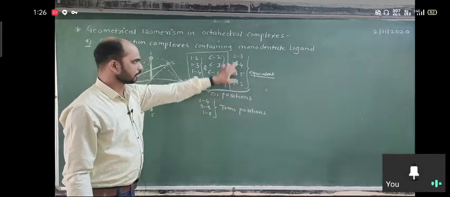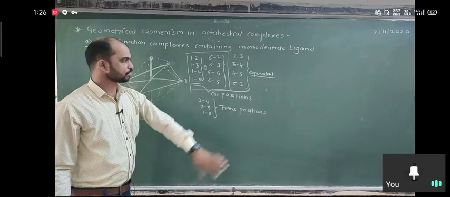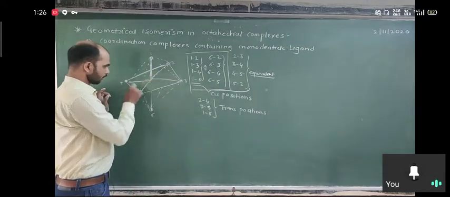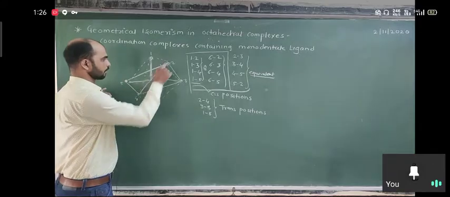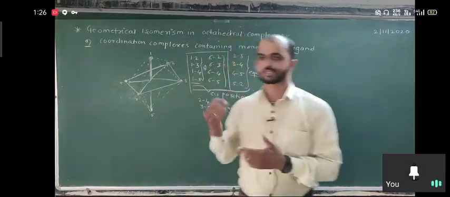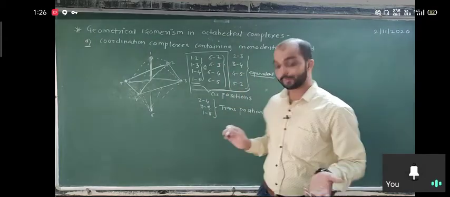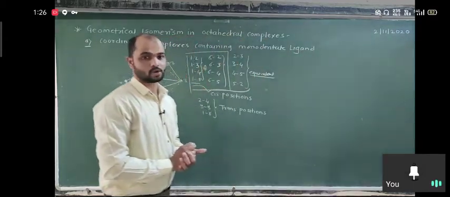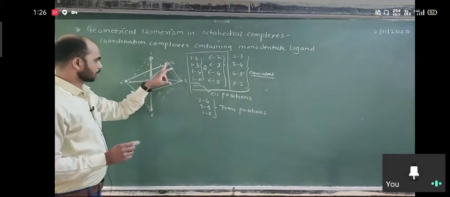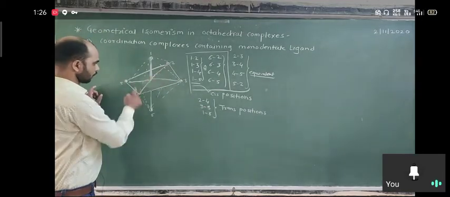But for this position, there is a second possibility, because both are equatorial. Equatorial means in the plane and axial means above the plane, and you will be familiar with this concept from organic chemistry. And for trans, there are three possibilities: 1, 2, and 3.